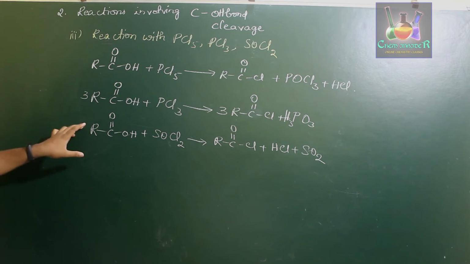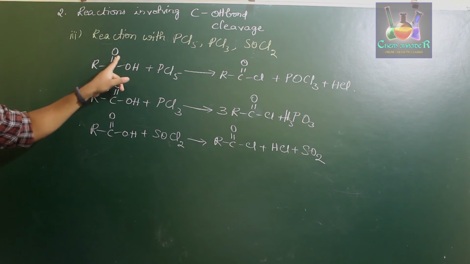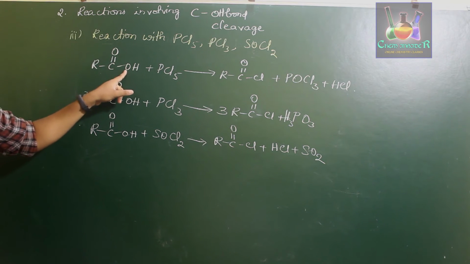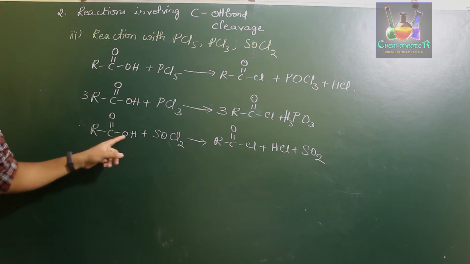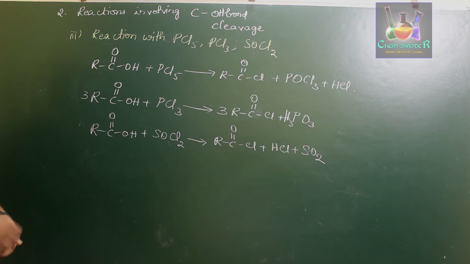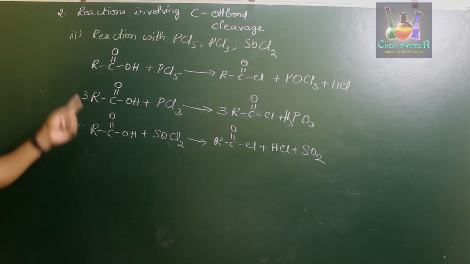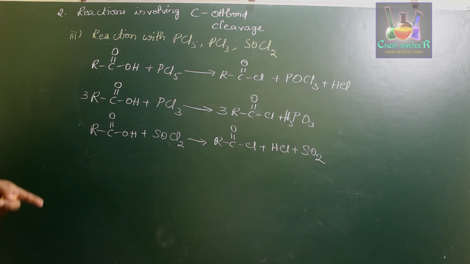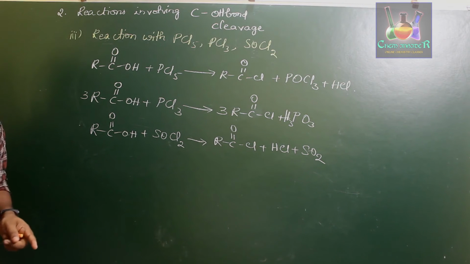So in all these three reactions, what we observe is cleavage of the carbon and hydroxyl OH bond. This bond breaks down in all these three cases to form acyl chlorides. Next is reaction with ammonia. All these three reactions are nothing but the preparation of carboxylic acid derivatives. So you can easily remember those. We have four derivatives of carboxylic acid: anhydrides, acyl chlorides, esters, and amides.